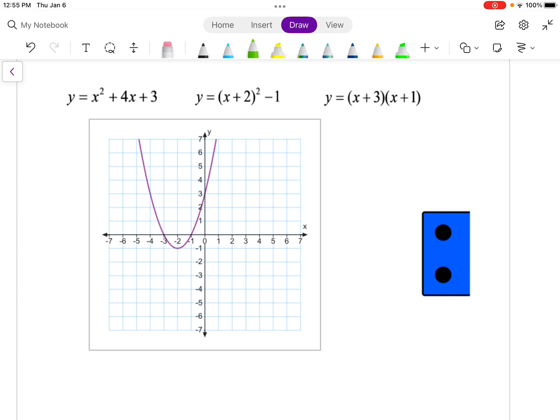So these are all the same function, right? This is the standard form. This is the vertex form. And this is that intercept or factored form. Well, there's some connections between the graph and those three forms. So what I want you to do is pause the video for a second and see if you can figure out what they are.